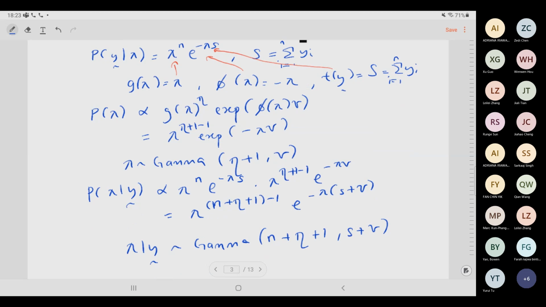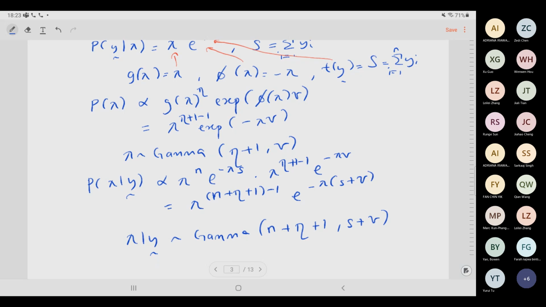So anyway, this shows that if you have a gamma distribution for your prior, then you also have a gamma distribution for your posterior.